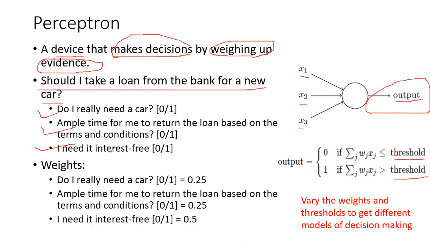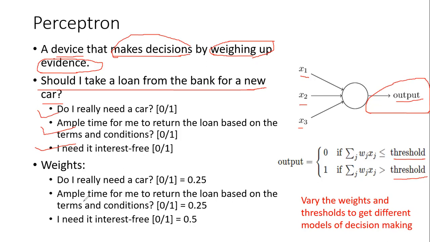Okay, so now what is more important for me? For example, do I really need a car? One, I need a car. Is there ample time for me to return? No, zero, I don't think so. There is not ample time for me, but I still need a car. I need it interest-free, one. So I have 101 as the input. But that's for me. Maybe for any one of you, it is going to be different.